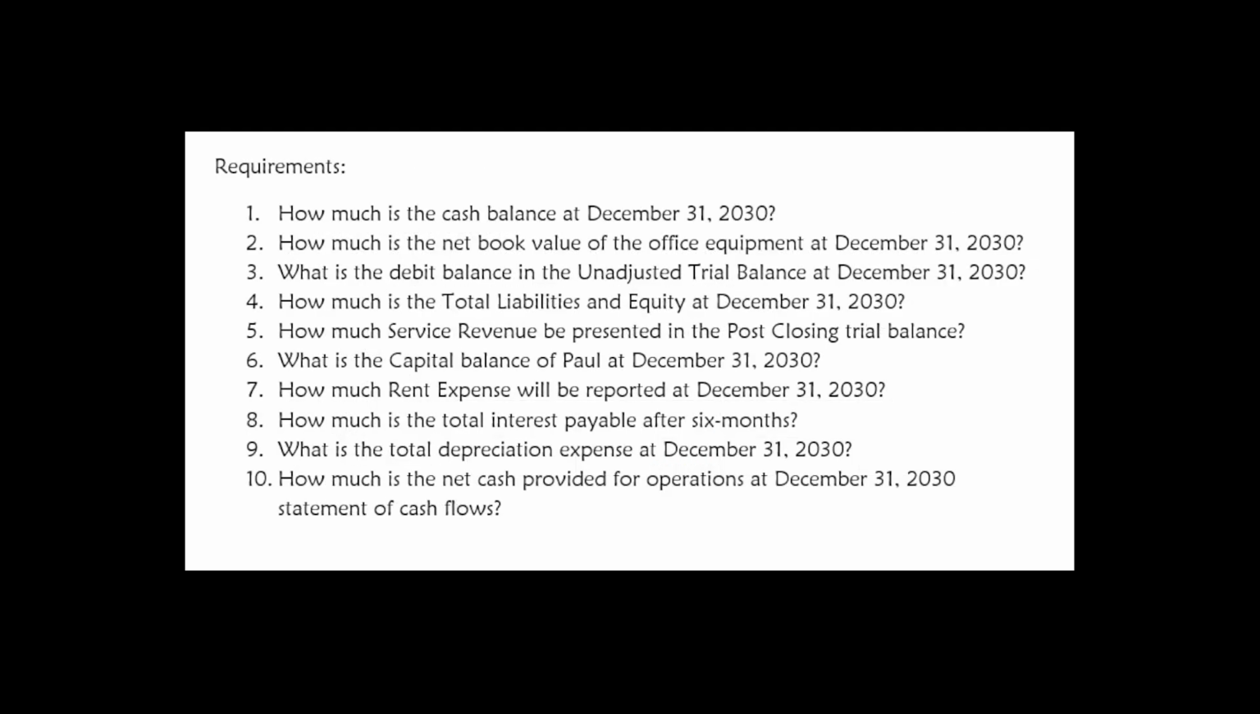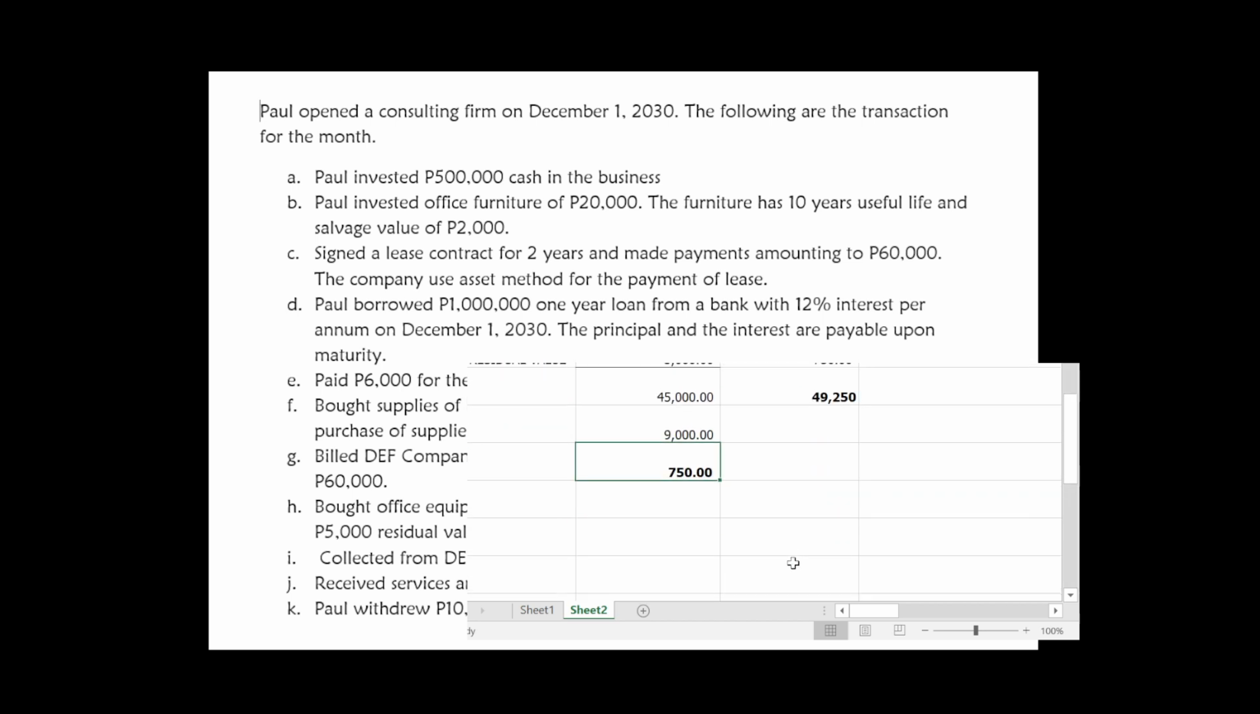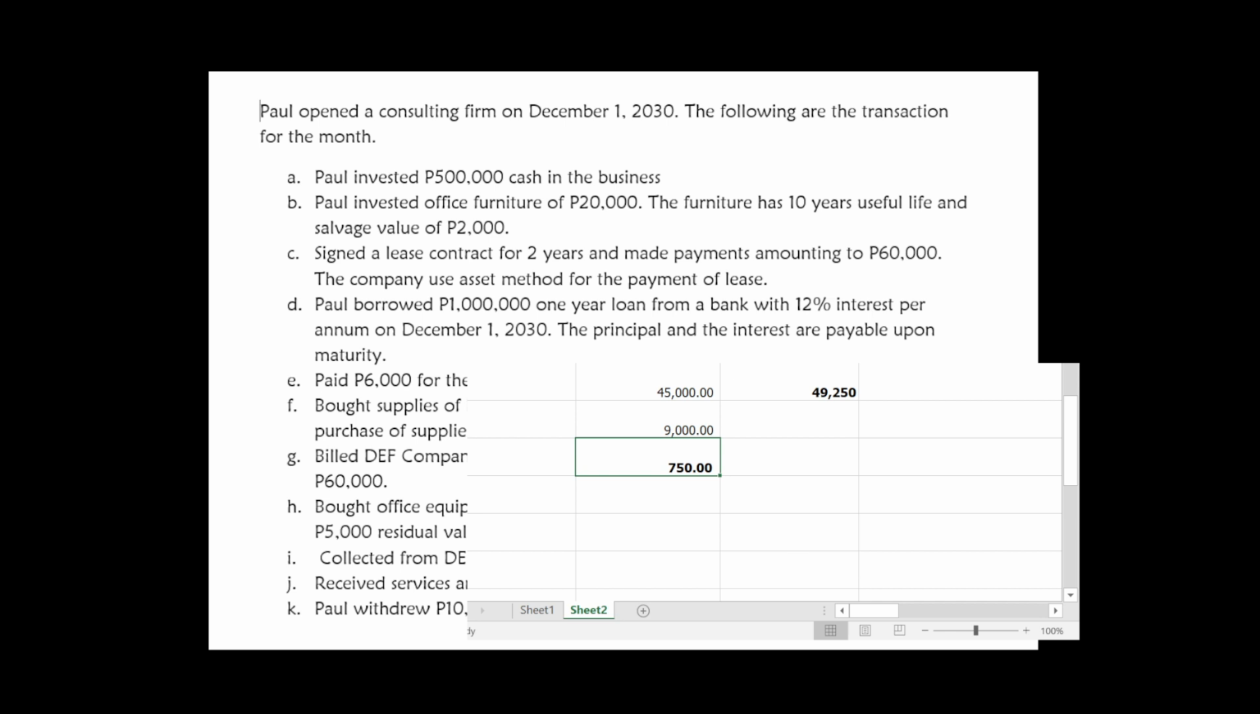What is the total depreciation expense at December 31, 2030? So, dalawa lang naman yung ating depreciable asset dito. No? Kanina, meron tayo yung office equipment, yung sinagutan na natin kanina. Ito yung 750. Yung depreciation expense kanina for office equipment, and then depreciation expense natin ulit. Ito yung sa office equipment. And then yung isa, meron tayong office furniture or yung ating furnitures and fixtures.